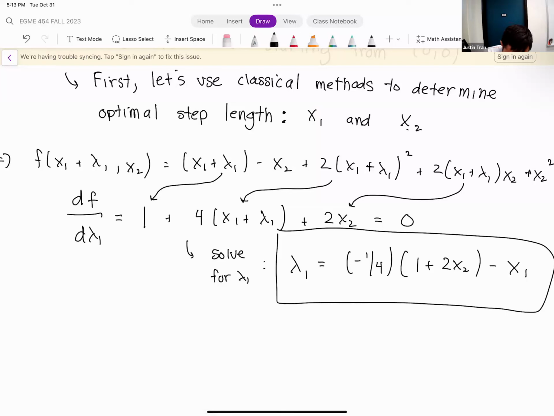Before we compute for x2, let's check and make sure that this is a minimum. Let's take another derivative of this expression with respect to lambda 1. What we get is 4. Because our second derivative here is a positive number, you know that this is a minimum, and so that is good. Now just really quickly, let me go ahead and do the calculations for x2.